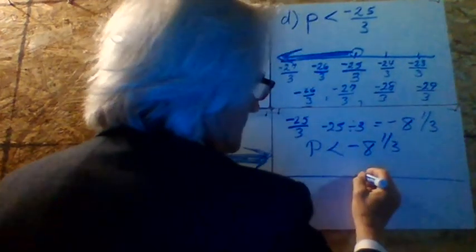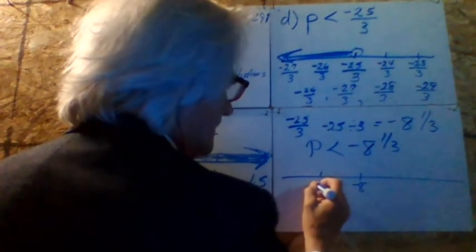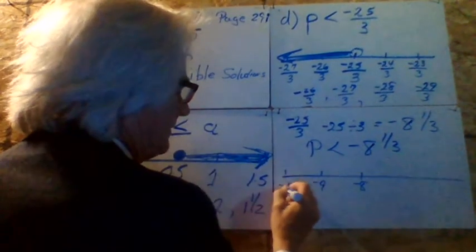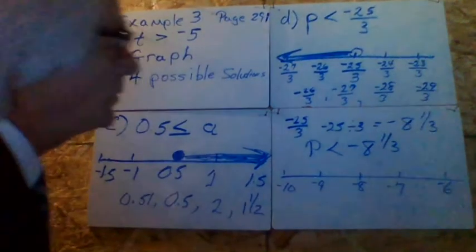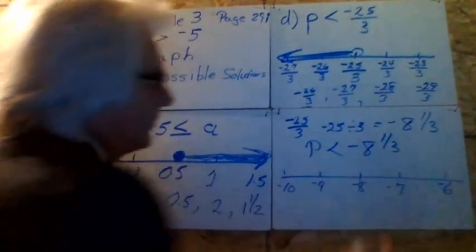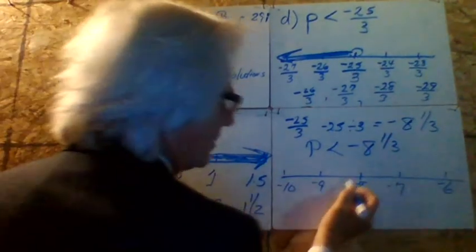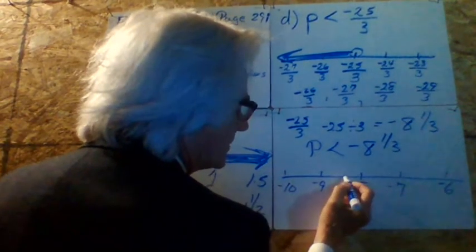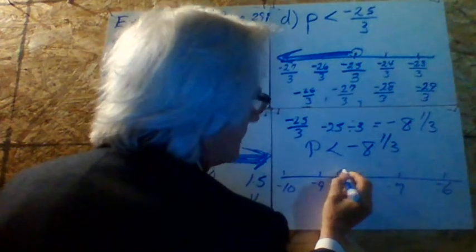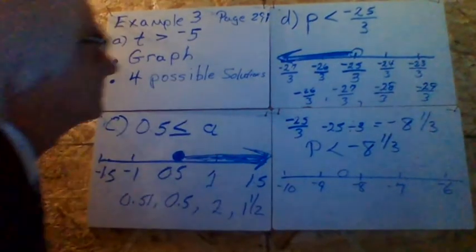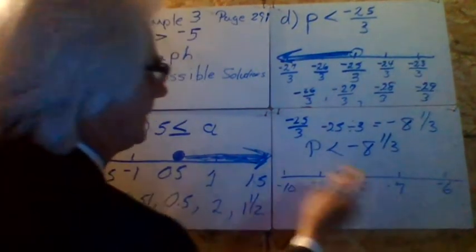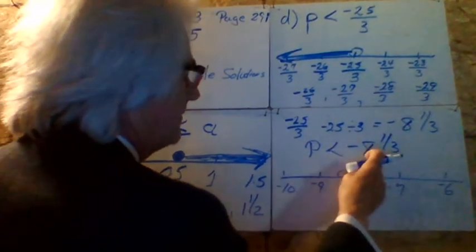When I do my number line for that, I would put negative 8 in the middle. Smaller, I'll have negative 9, negative 10. Larger, negative 7, negative 6. Now, when I go to put in my negative 8 and 1/3, I'm really just going to estimate where it's going. Like I'm going to try to break it in thirds here. So that would be about there. And so P will be less than negative 8 and 1/3.